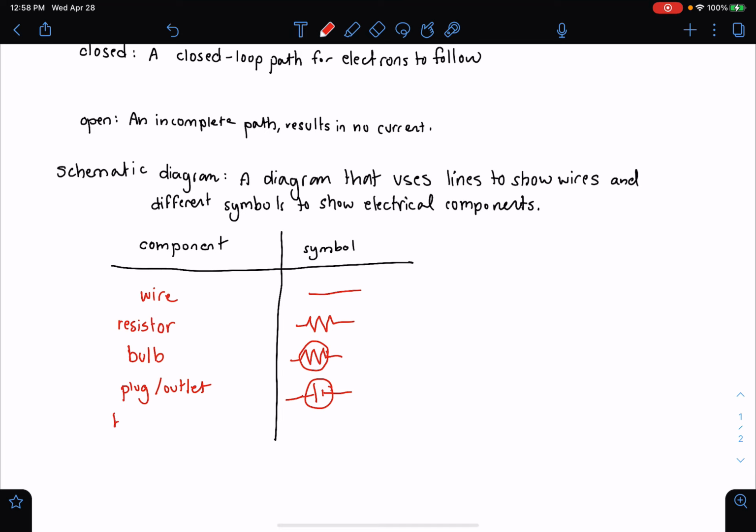What if it's just a battery though? Well, a battery is the same as a plug, just without the circle. So it looks like this. The longer side, by the way, is the positive side of the battery. The shorter side is the negative side. This here is just when you have one single cell battery.